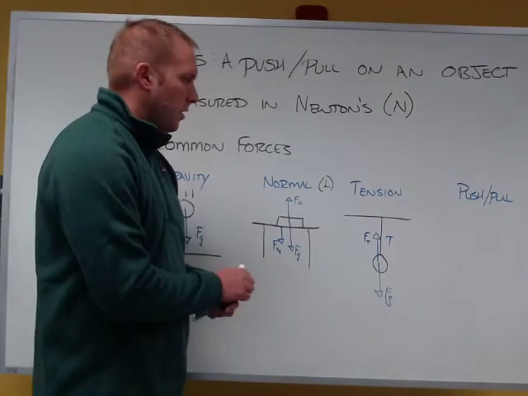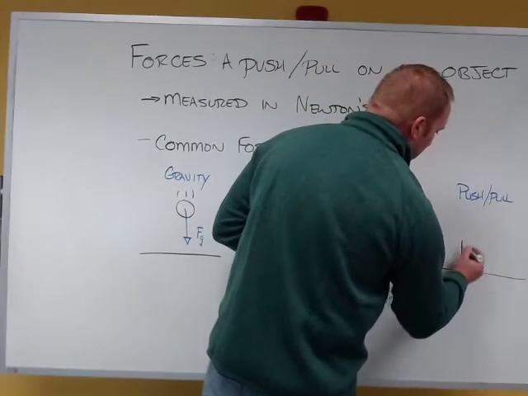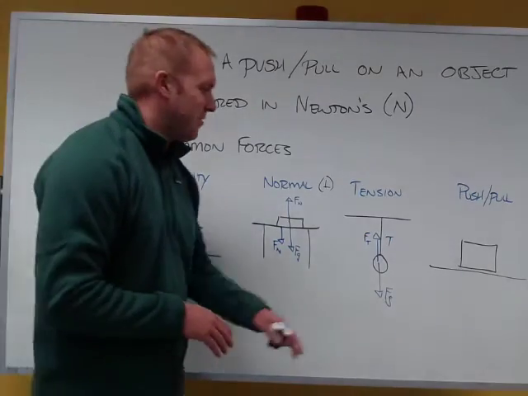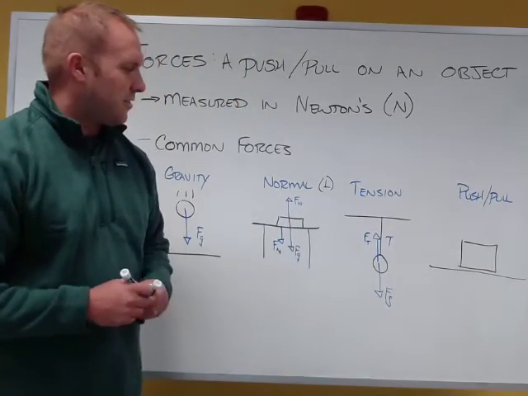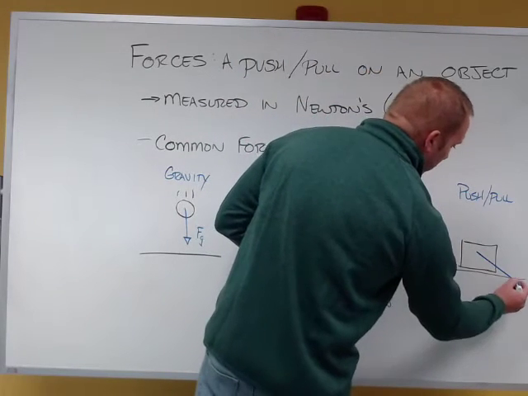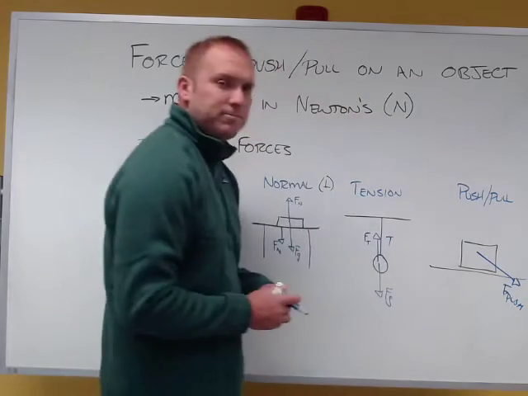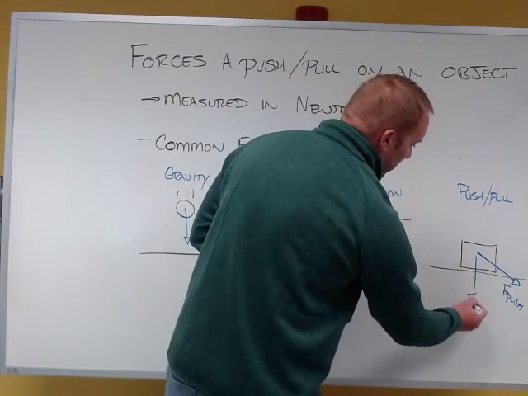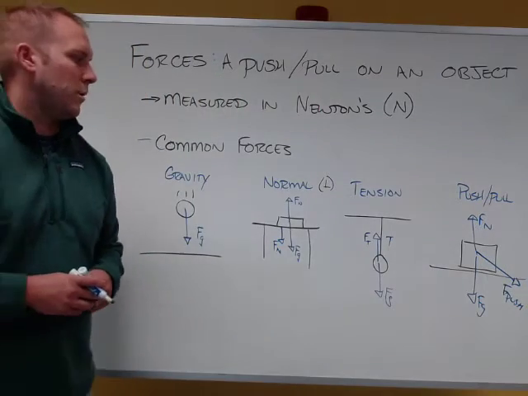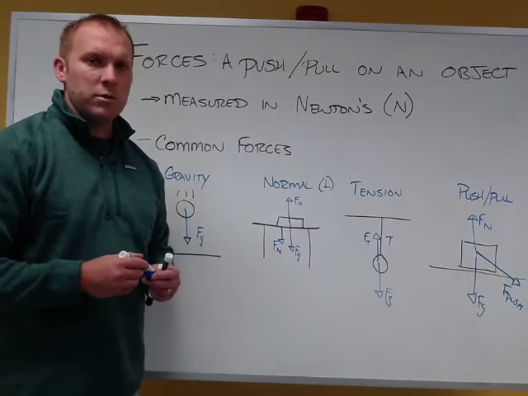Our last force would be of any kind of push or pull. If we have a box and we're pushing that box, it's magically levitating above the floor, but if we were pushing that box or pulling that box, we could be maybe pushing down at some angle. We would also have a gravitational force, and we'd have a normal force. So those are 3 common forces that we're going to deal with.